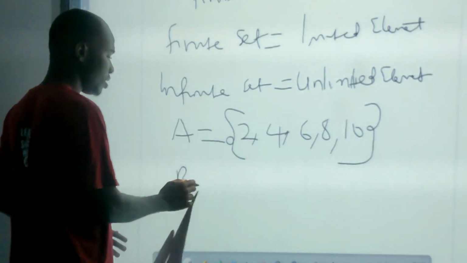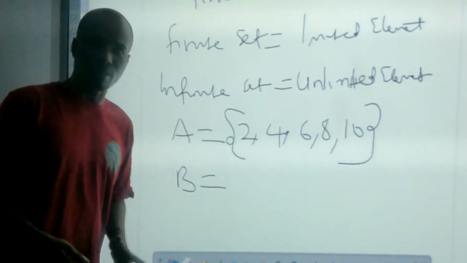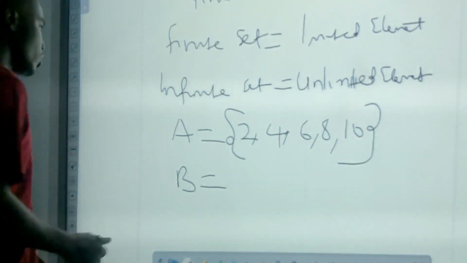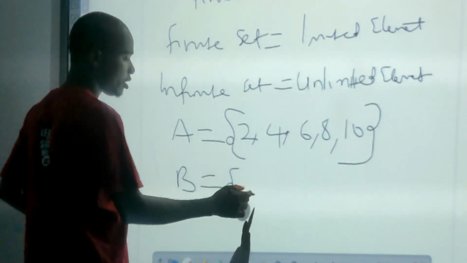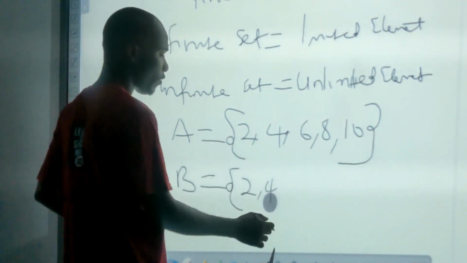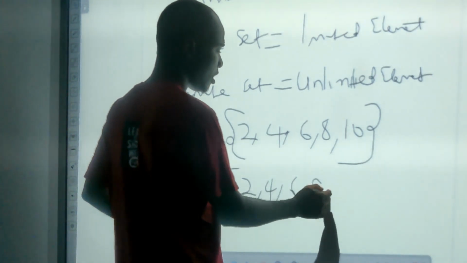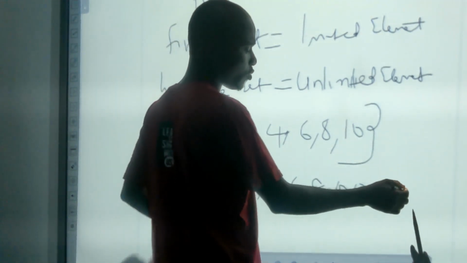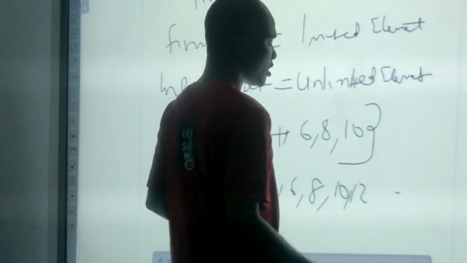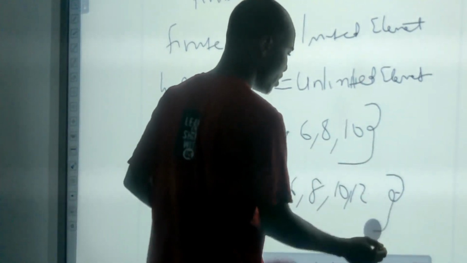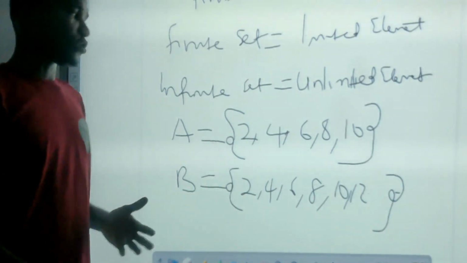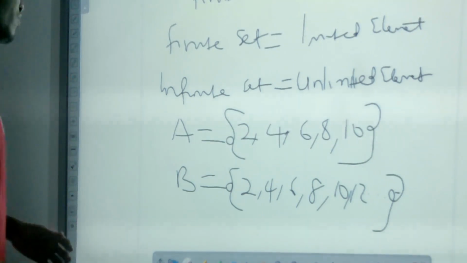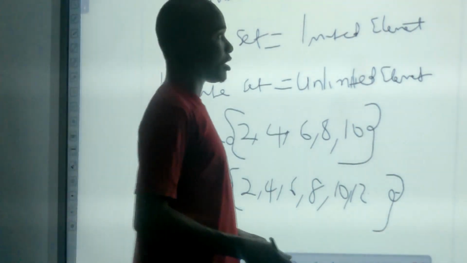Now set B, if I talk about the set of all even numbers, we can't list all even numbers. We say 2, 4, 6, 8, 10, 12, and it continues that way. So we use dots, indicating that it's continuing. So these are infinite. We use dots to show that it's continuing, it doesn't have a stop. So that is the difference between the finite set and the infinite set.